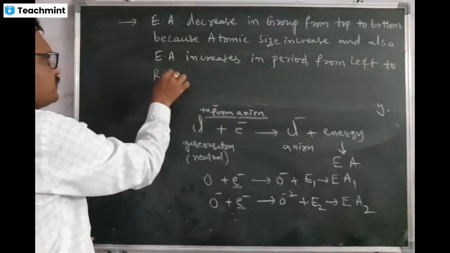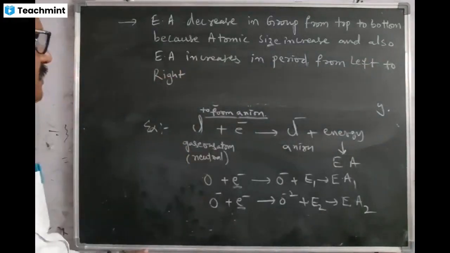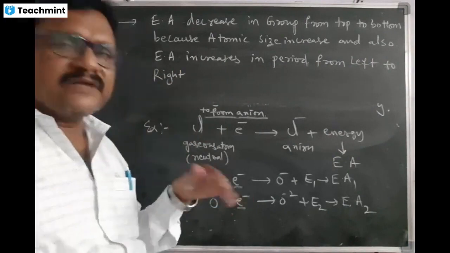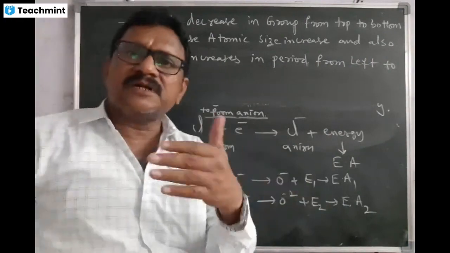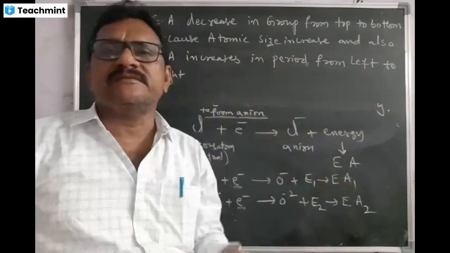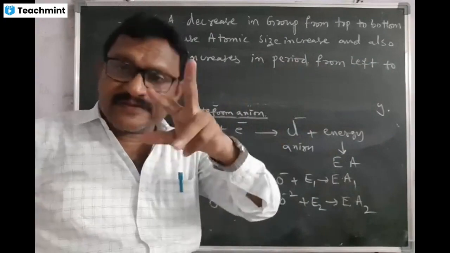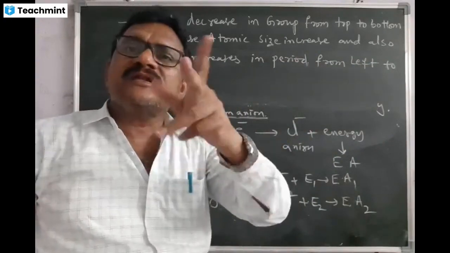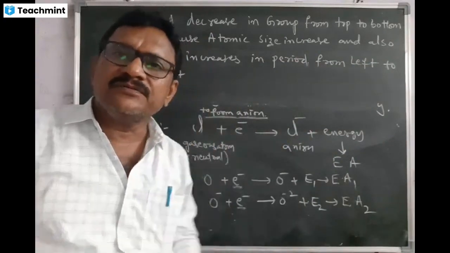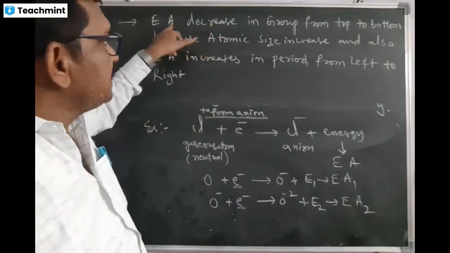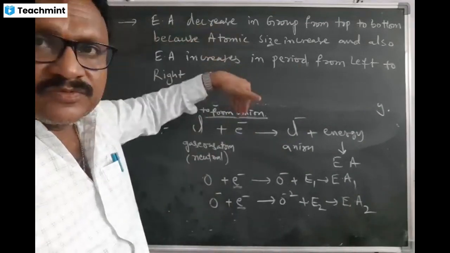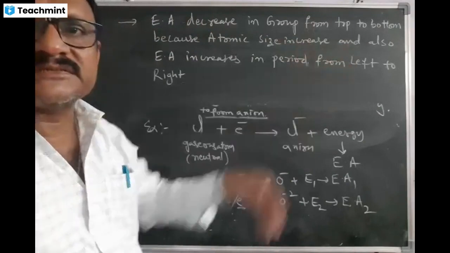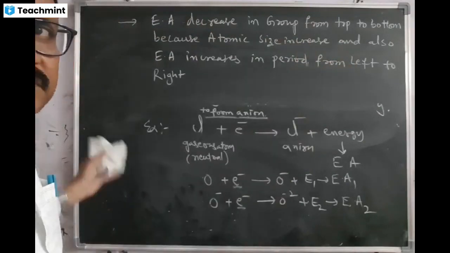So once you know the effect in group, it is very easy to understand the effect in period, because the effect in group and period are reverse of each other. I told you, no. So here electron affinity decreases in group. What happens in period? Increases. Clear?